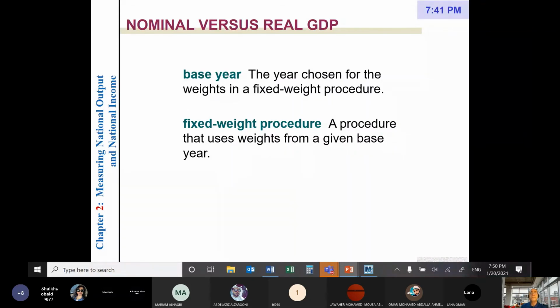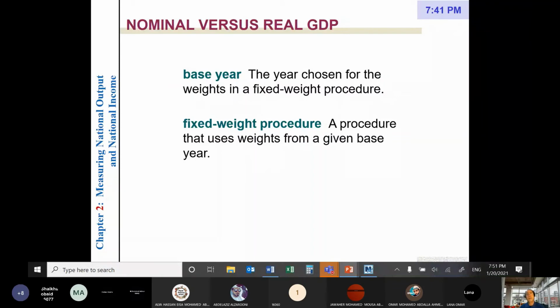The year chosen for the weights in a fixed weight procedure. Okay, so we are going to use, for example, 2019 as a base year. And I will use the prices of 2019 in different years. And what I'm going to use is the fixed weight procedure. Alia, please read.